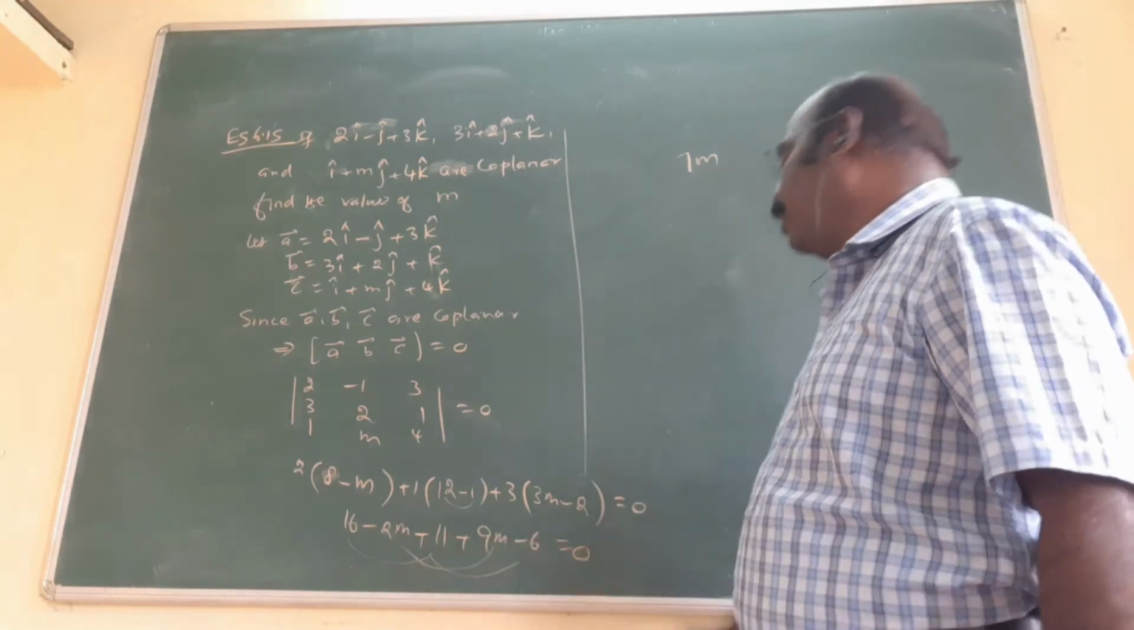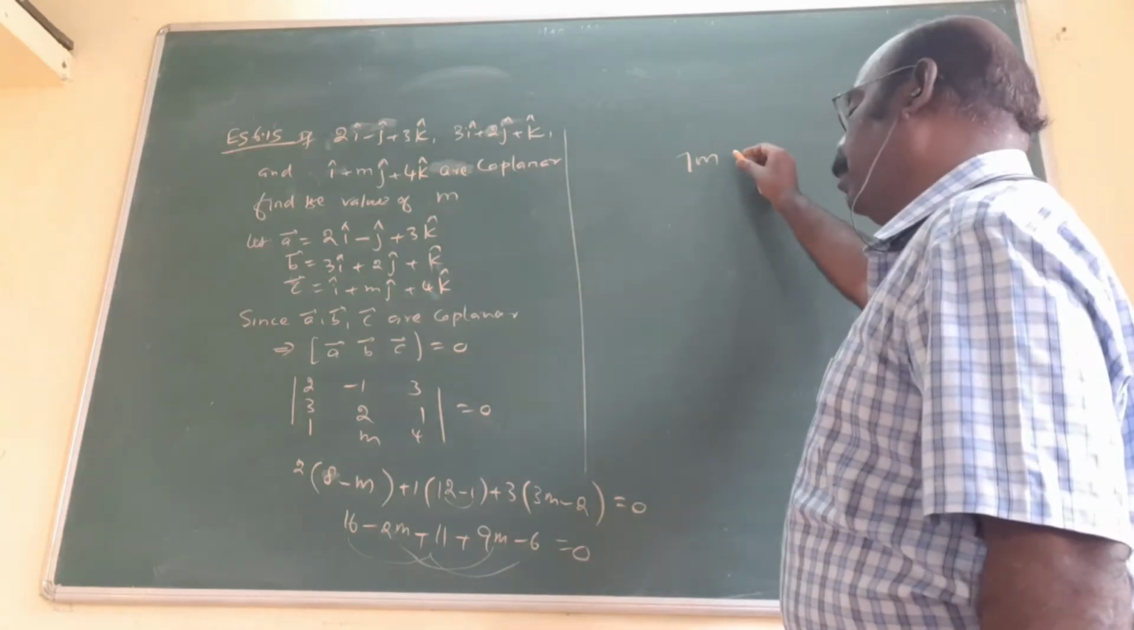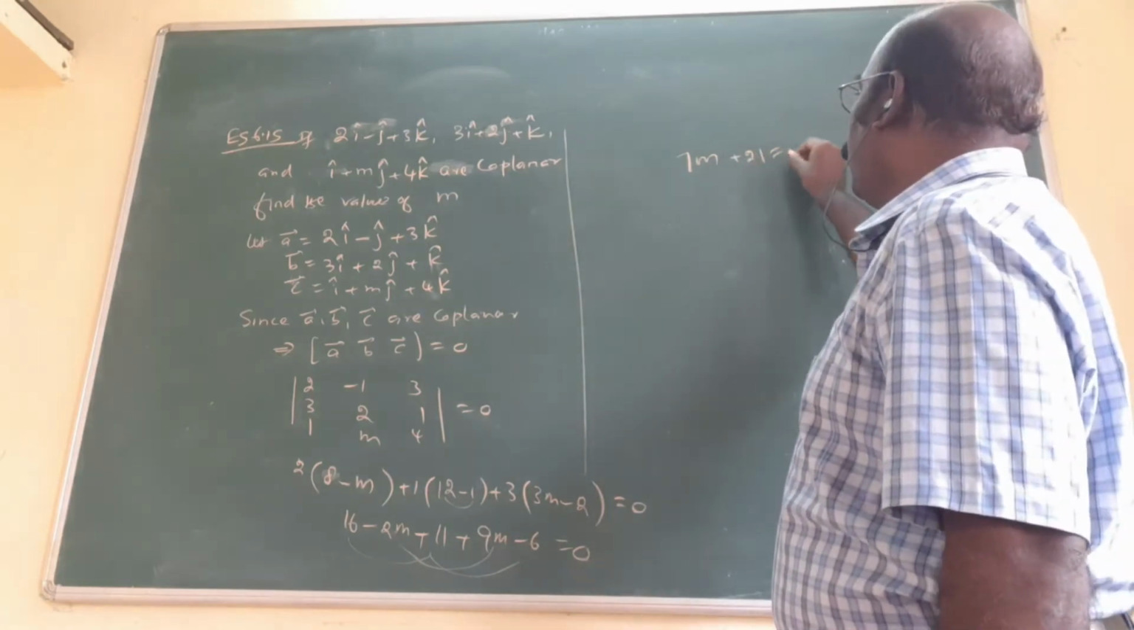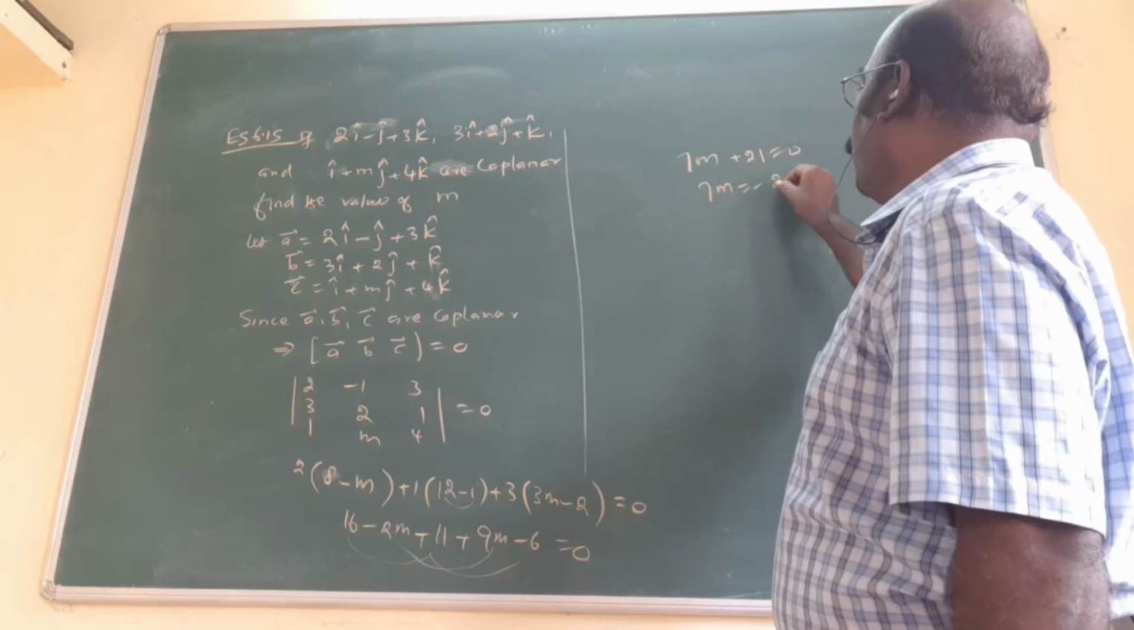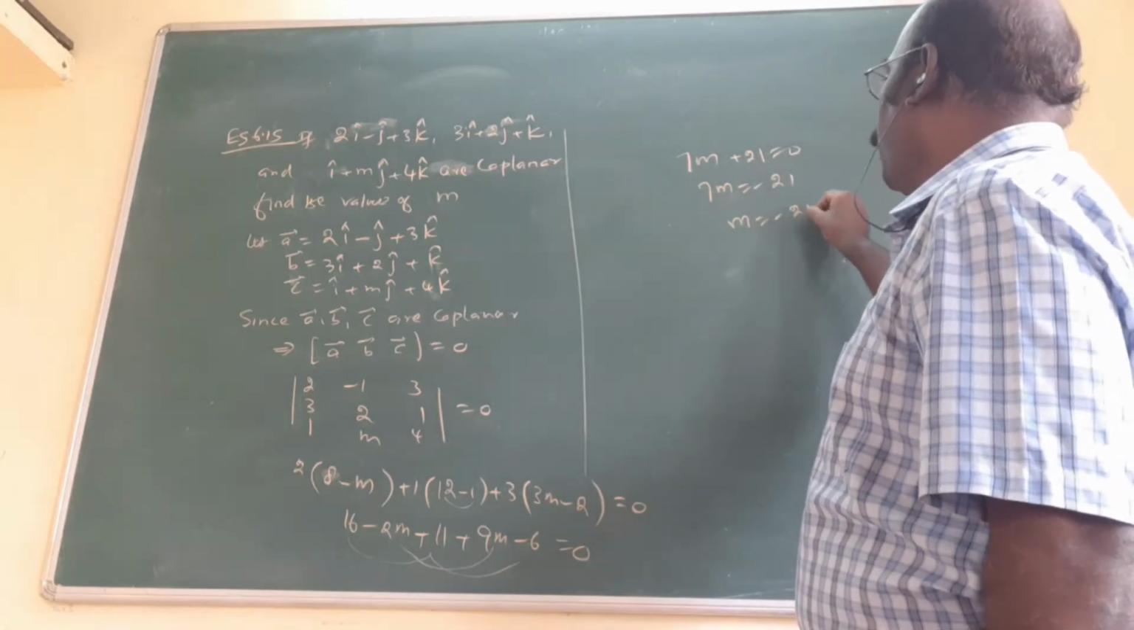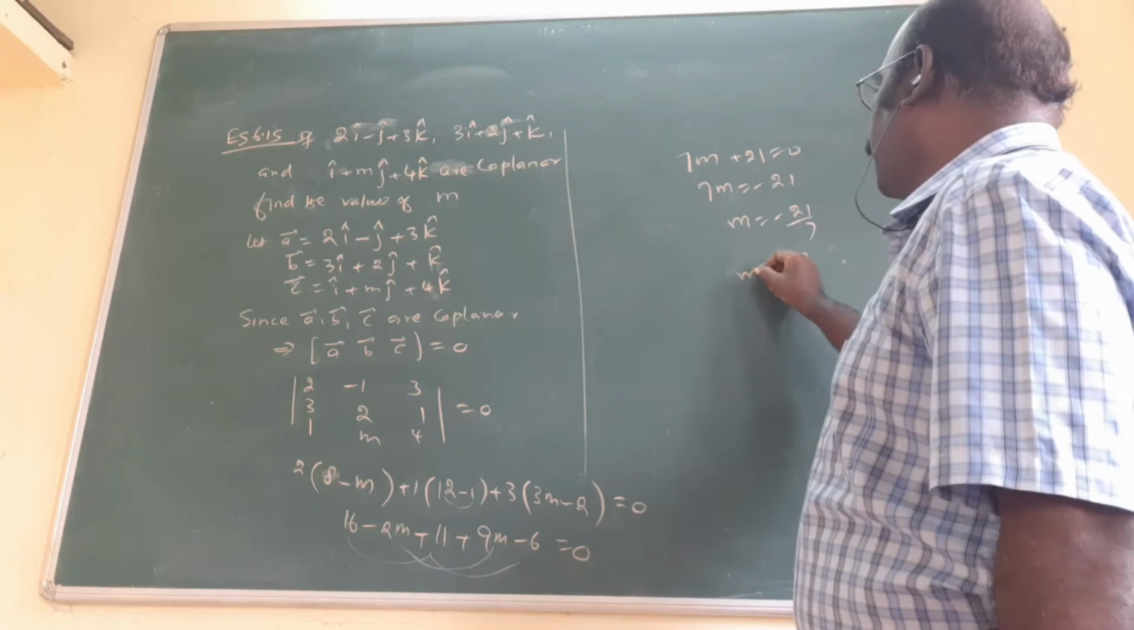27 minus 6 is what? 21. Plus 21 equal to 0. 7m is minus 21. m equal to minus 21 by 7. That is minus 3 is the answer. That's all.